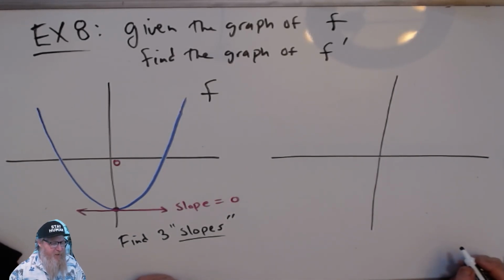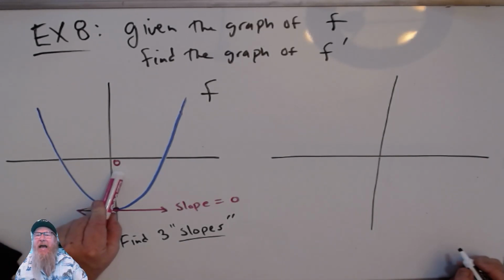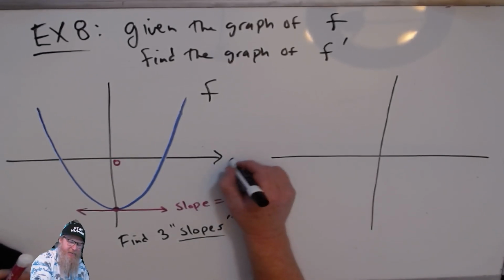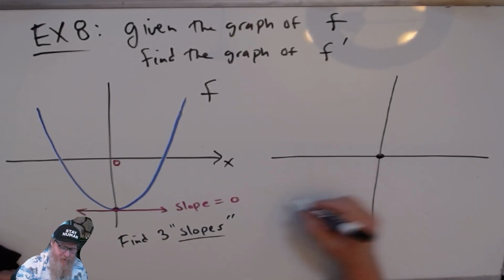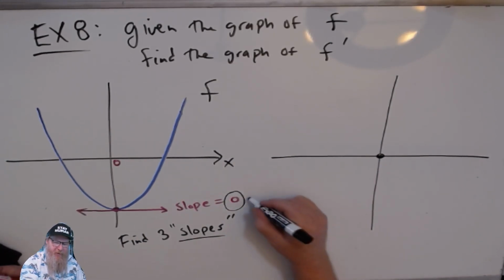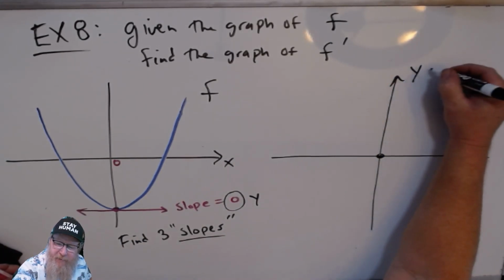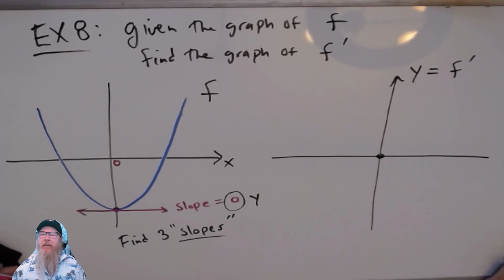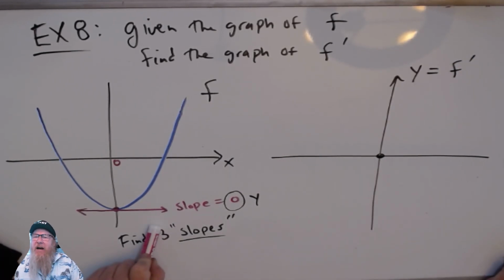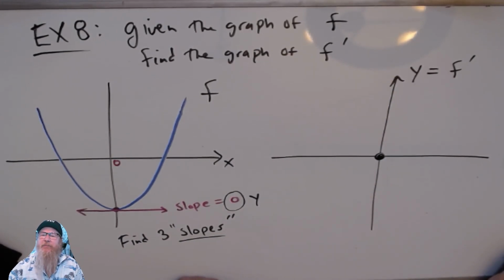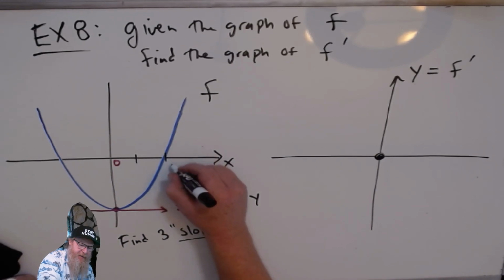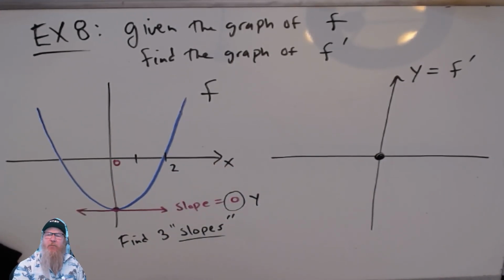So the slope here at 0, so this is x, 0 for x is 0. So this becomes y. The slope of this graph becomes the y of the derivative graph. Now I got to do at least 3 different, I got to do 2 more places. So let's go right here. X equals 2.